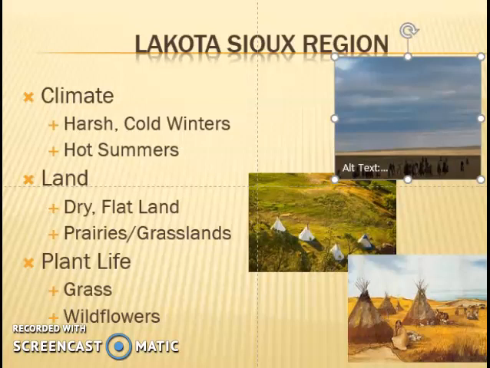The land was dry and the land was very flat. So we have grasslands and prairies, which we learned about during our habitats unit. So you can see how flat it is, that there's not a lot of trees. So we just have very grassy land. They did have some plant life, which was grass and wildflowers. The Powhatan Indian had a variety of plant life, which made it a lot easier for them to farm.